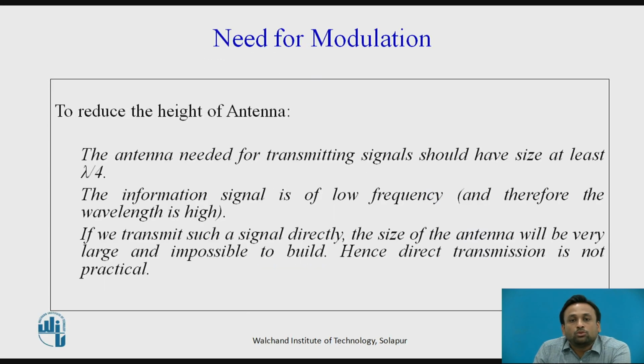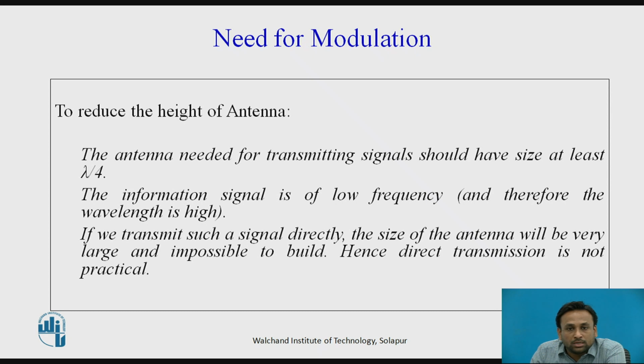So why do we have to go for modulation? What is the need of modulation? First, the most important thing, to reduce the height of the antenna. As we know, lambda is calculated by lambda equal to c by f, where c is the velocity of light and f is the frequency at which the information is being sent. And the minimum antenna height required to receive the signal properly is lambda by 4.